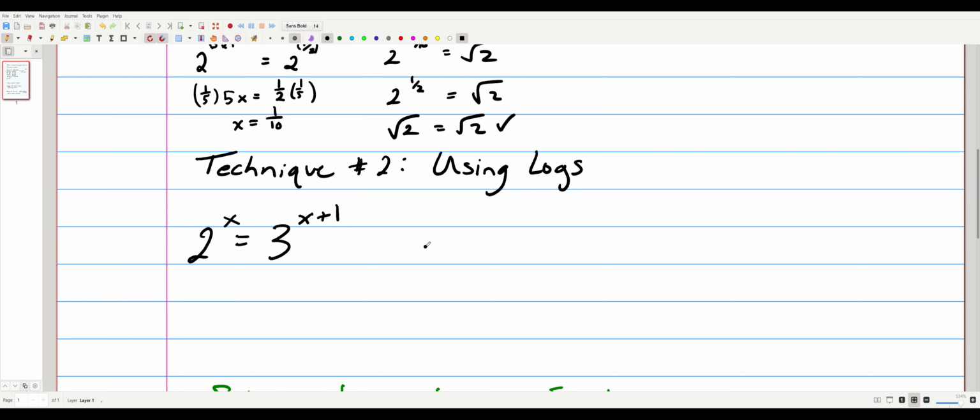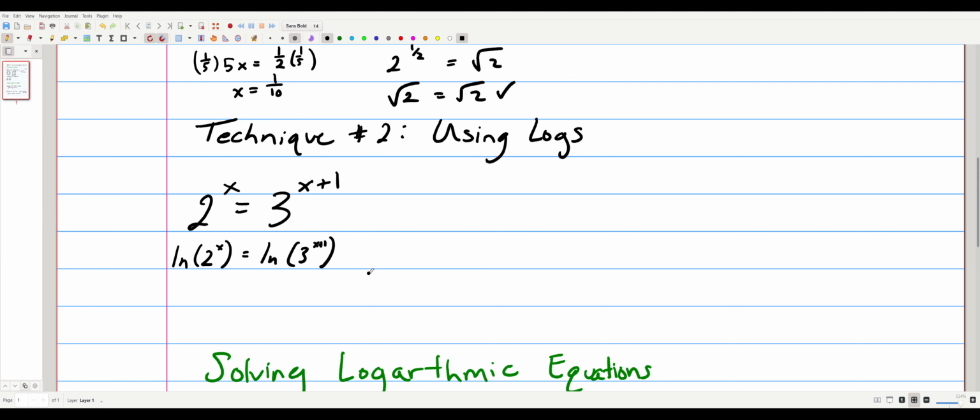So what are we going to do? Well, we're going to take the natural log of both sides. We're going to take the natural log of the left side. It's going to be the argument of the natural log. If we do it to the left side, we have to do it to the right side. Okay?